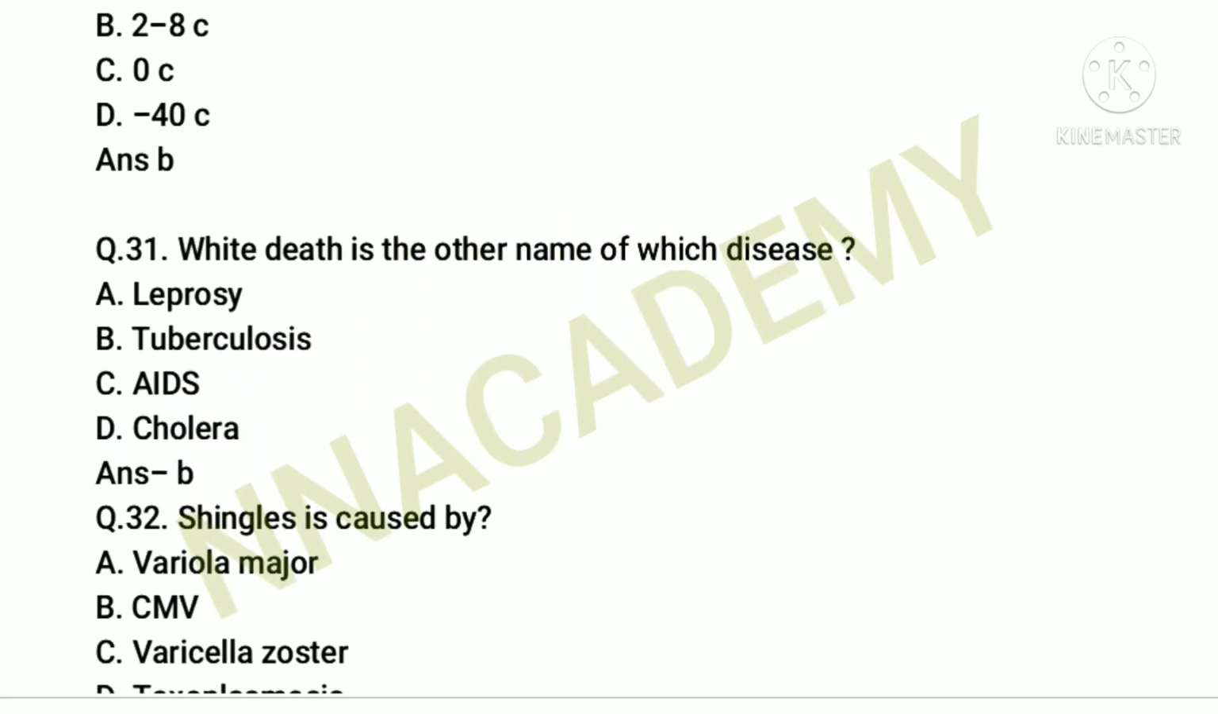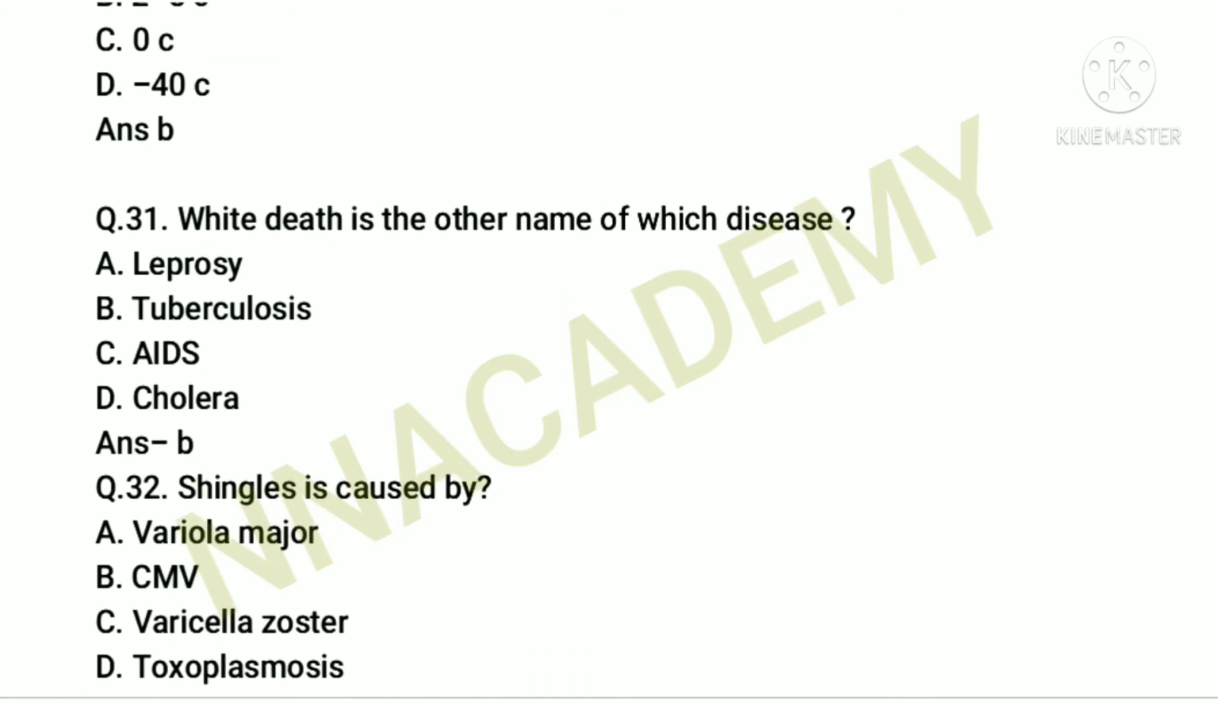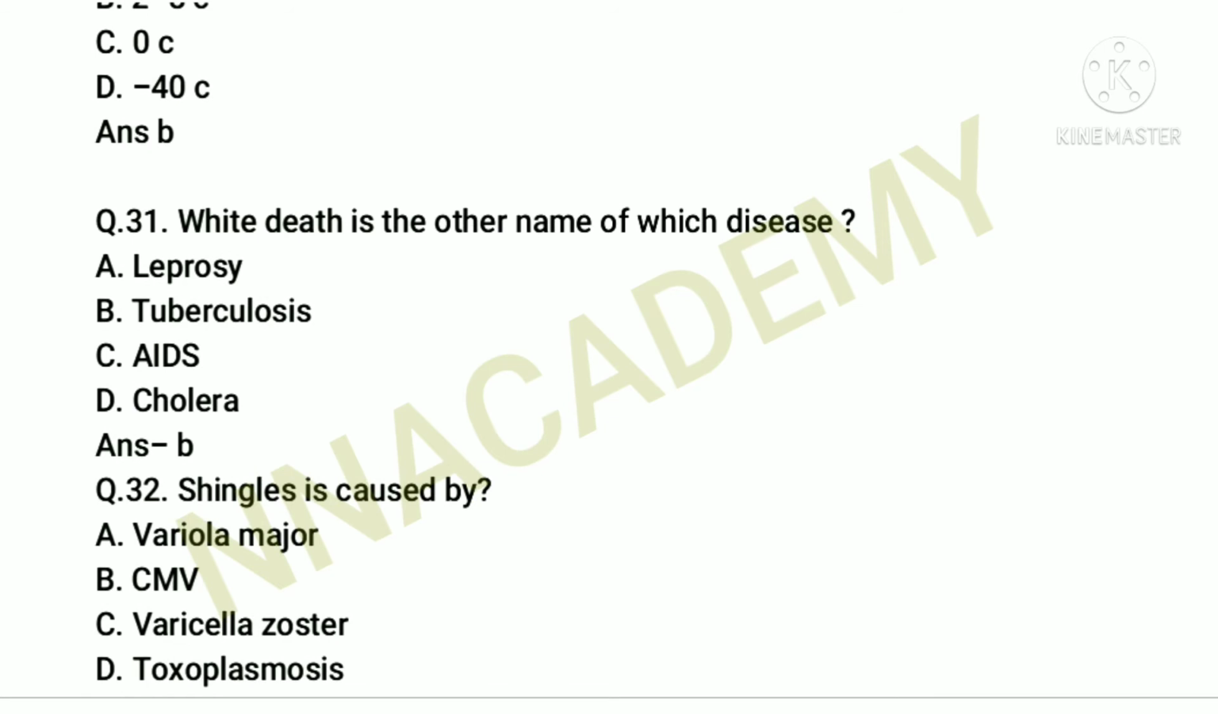Next question. White death is another name of which disease? Options are option A leprosy, option B tuberculosis, option C AIDS, and option D is cholera. So the other name of white death is, among the options given, the right answer is tuberculosis. Tuberculosis is also called white death.